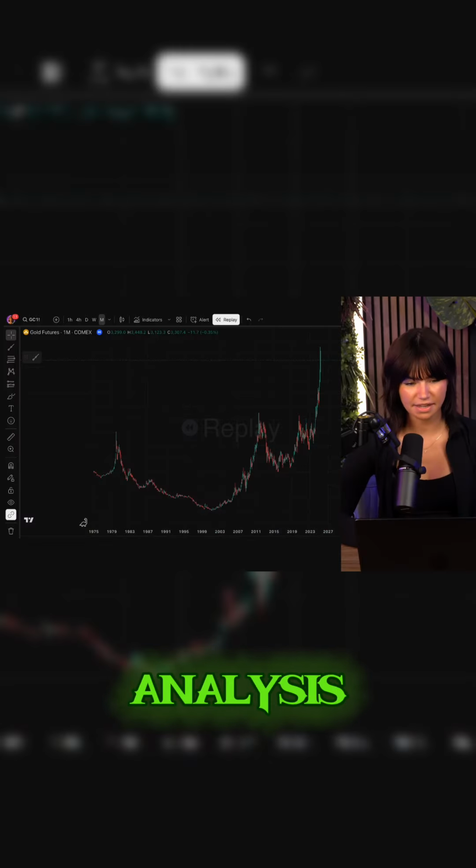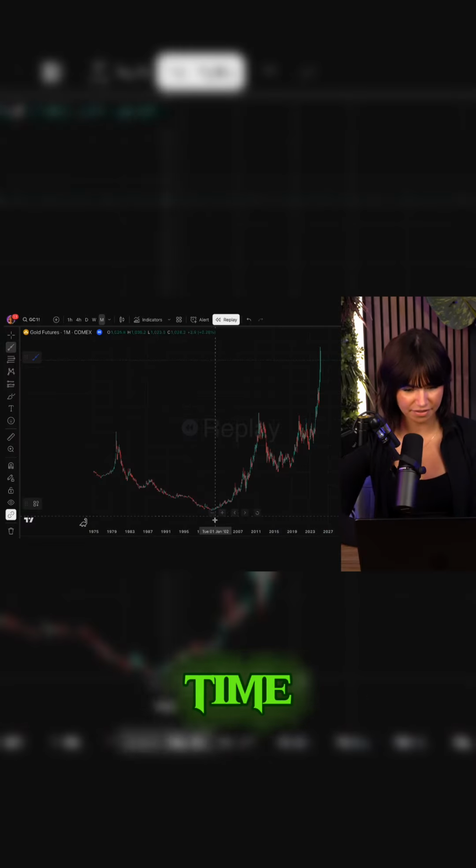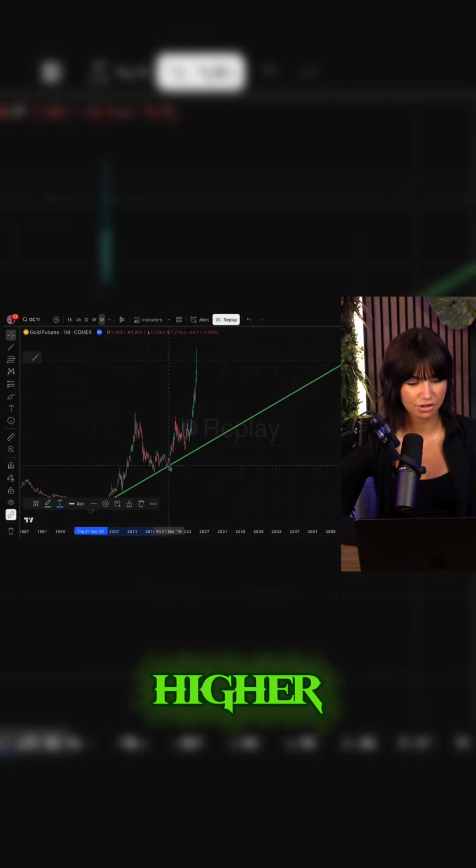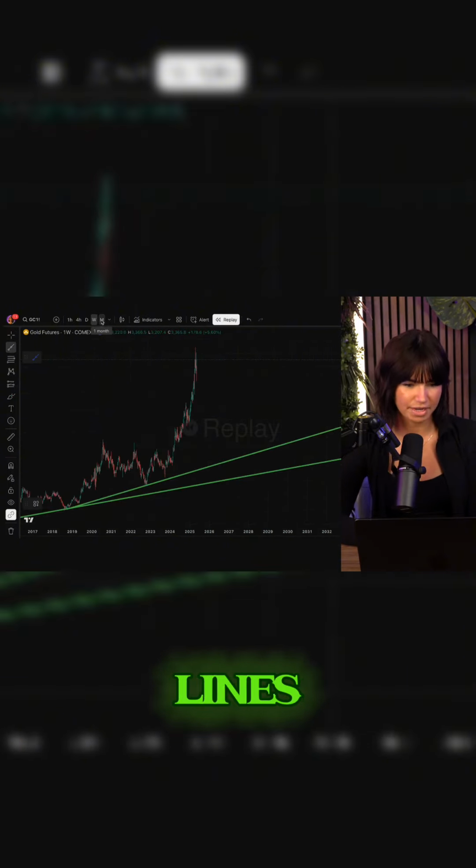We're going to start with a top-down analysis. We're going to draw our trend lines in the monthly time frame. Upward trend lines, we're looking for the lowest point we see on the screen, capturing these higher lows. All right, so we've drawn all of the trend lines that we can in the monthly time frame.